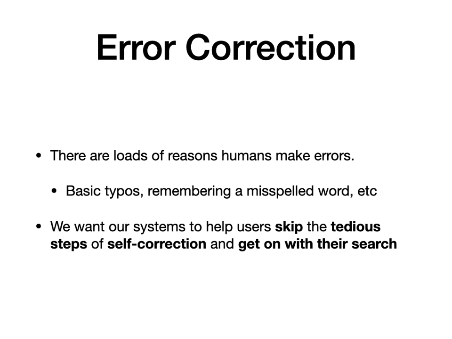There are lots of reasons we make these errors, as I just discussed. Basic typos. You may have remembered the word wrong, right? You may have always thought it was spelled a different way, or you've only ever heard the word. And if we choose to implement all these tools, we want to help our users skip the tedious steps of all this self-correction and get on with their search, right? So let's look at this example.